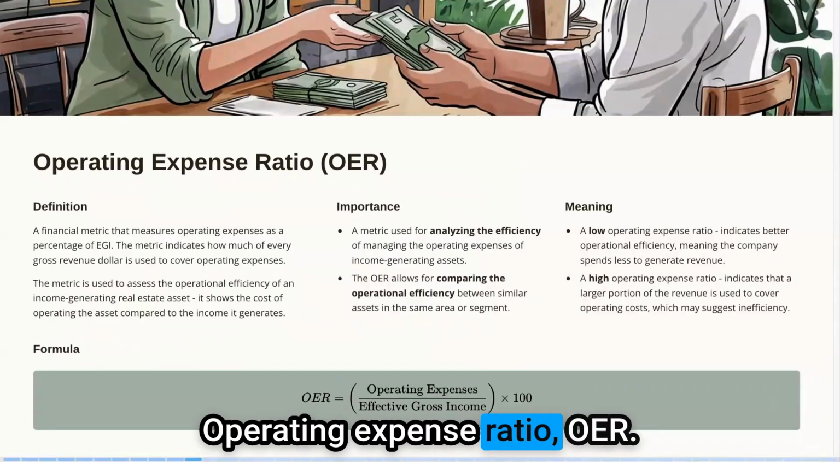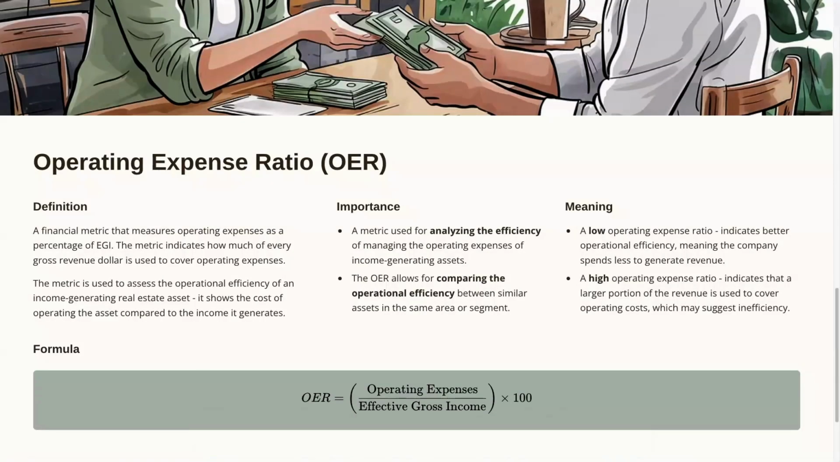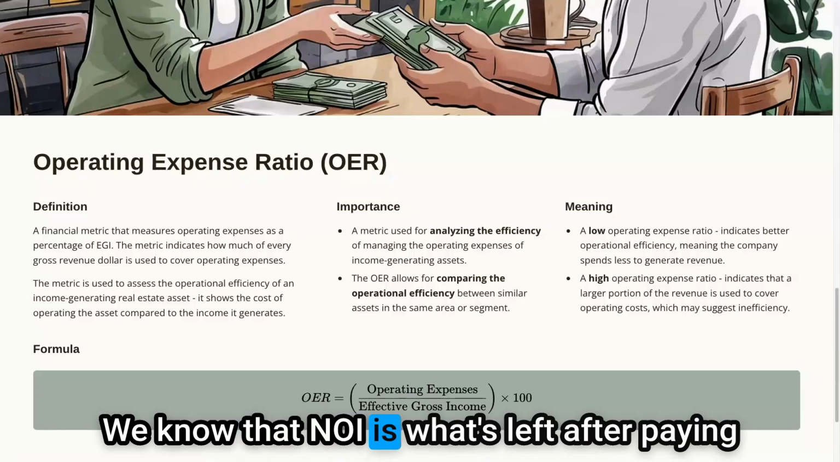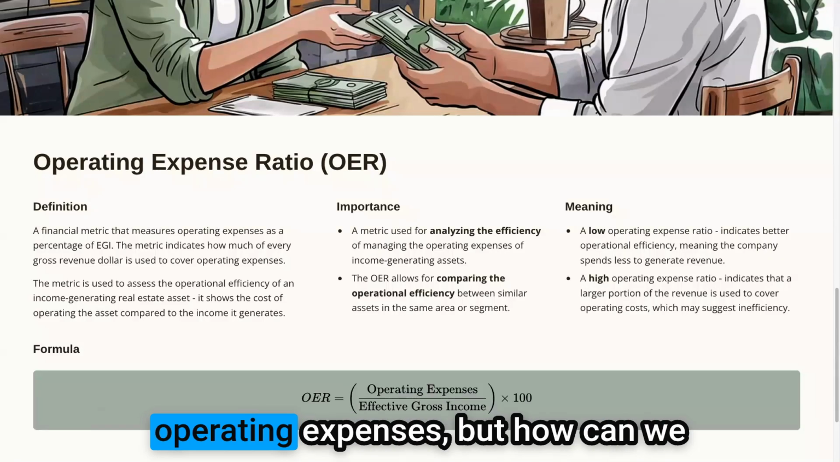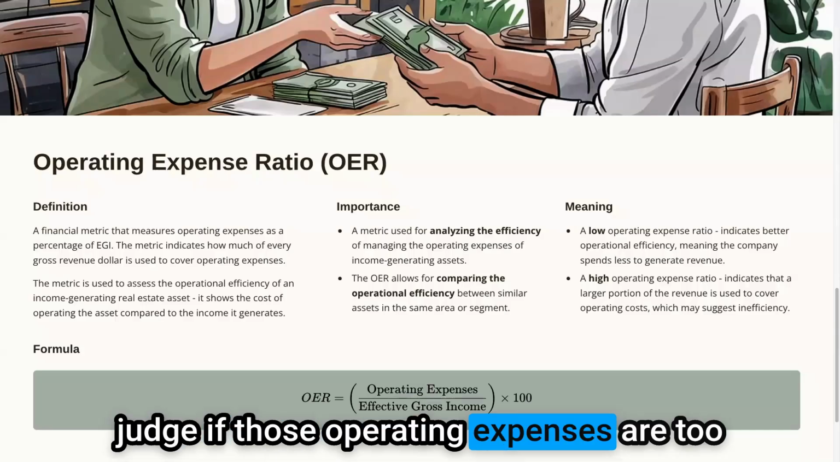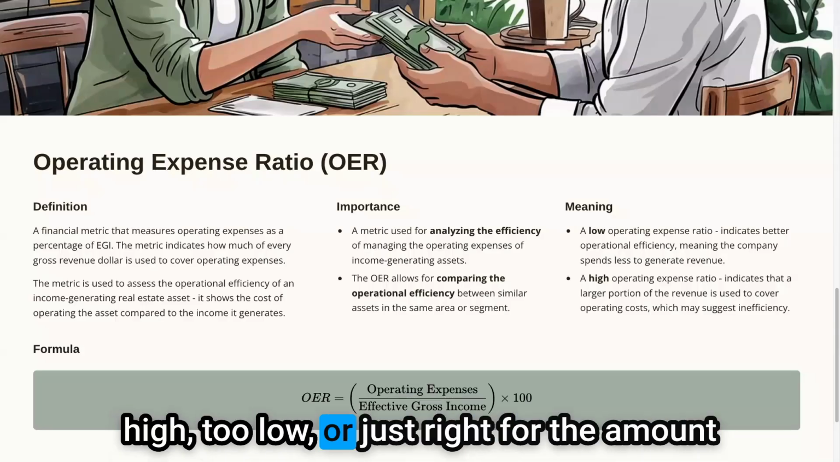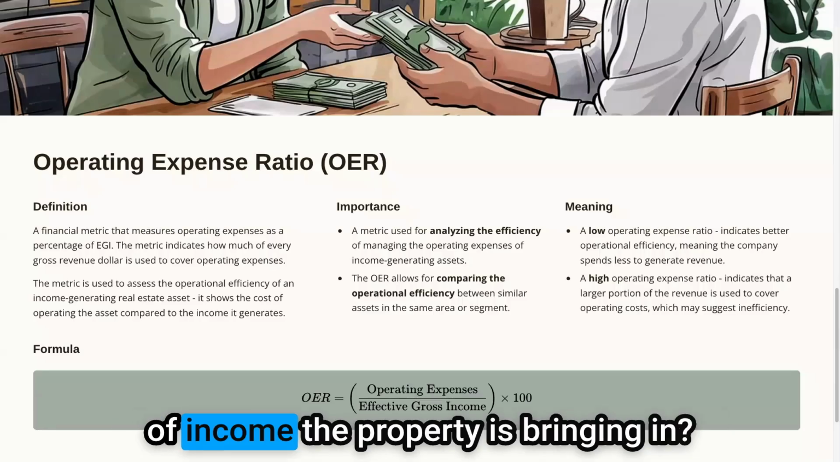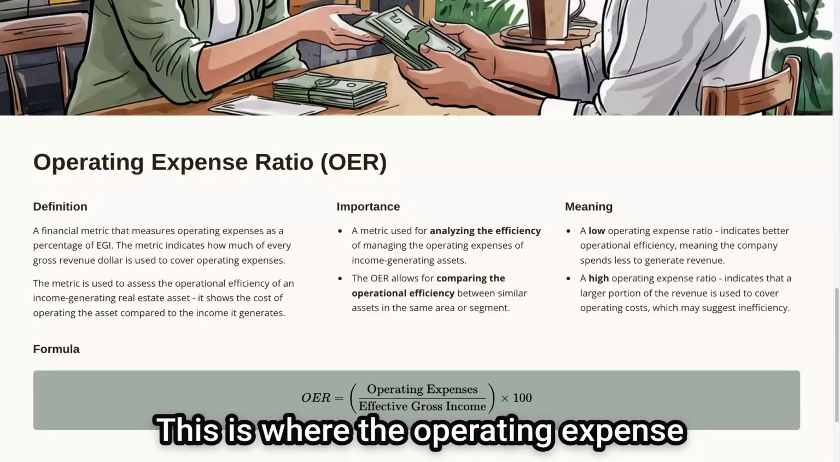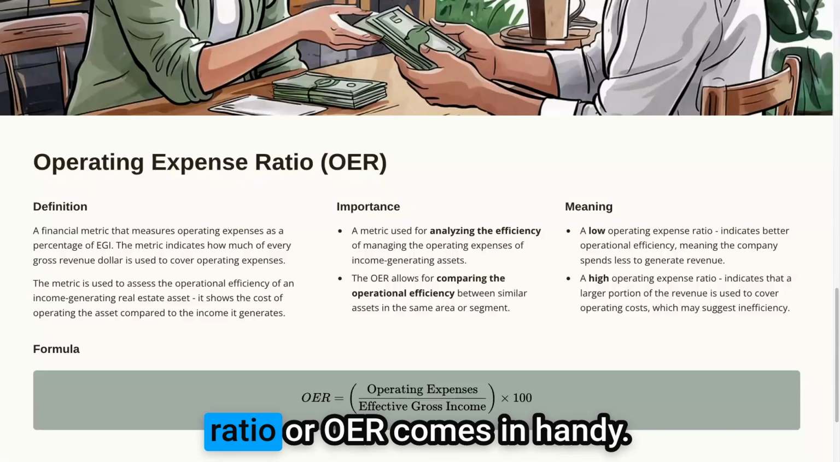Operating expense ratio, OER. We know that NOI is what's left after paying operating expenses, but how can we judge if those operating expenses are too high, too low, or just right for the amount of income the property is bringing in? This is where the operating expense ratio, or OER, comes in handy.